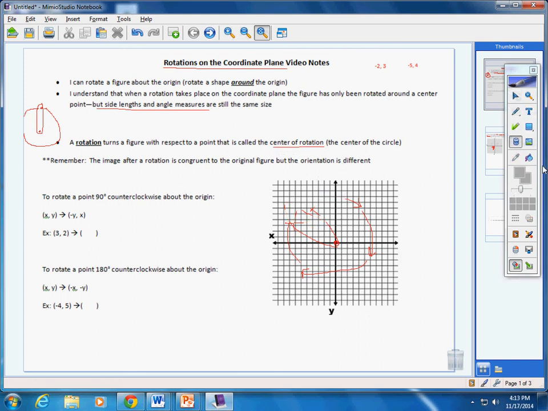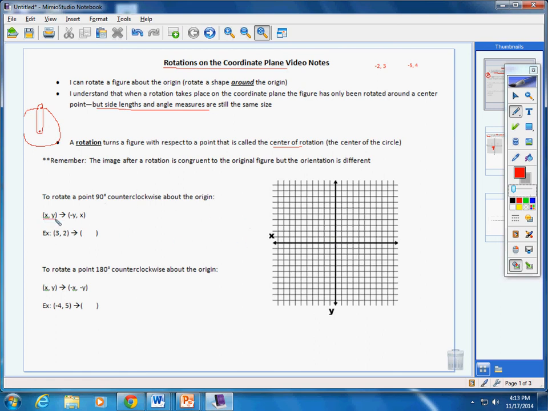Now, let's look at a couple other things. To rotate a point, and normally we're going to talk in increments of 90 degrees. We're only going to talk about rotating figures 90 degrees, 180 degrees, 270 degrees, or 360 degrees, because that's what makes up a circle. Okay, that's broken into fourths. To rotate a point 90 degrees counterclockwise about the origin, this is what you're going to see.